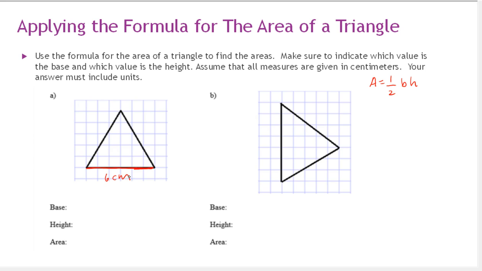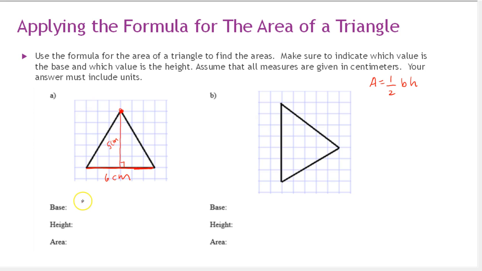Now, my height is going to be the distance from this base to the opposite vertex of the triangle, drawn as a perpendicular line. So notice, this is where the vertex is, and I can follow this line straight down. Okay, that's perpendicular. So my height is 1, 2, 3, 4, 5 centimeters.